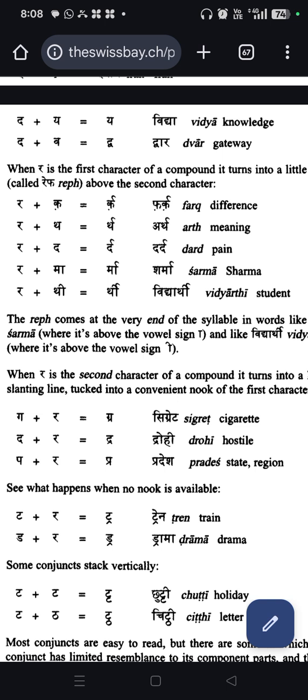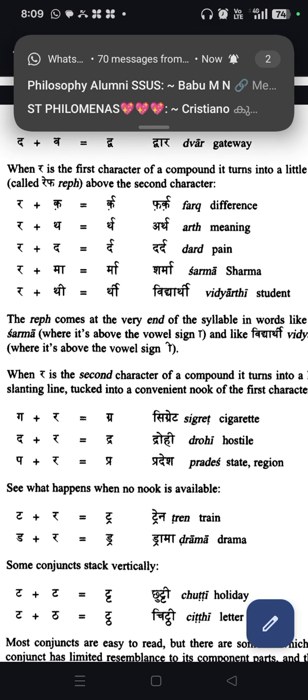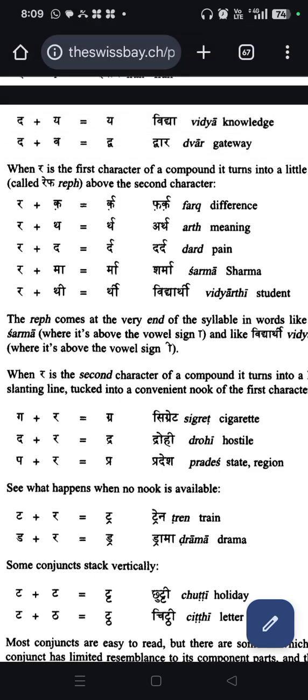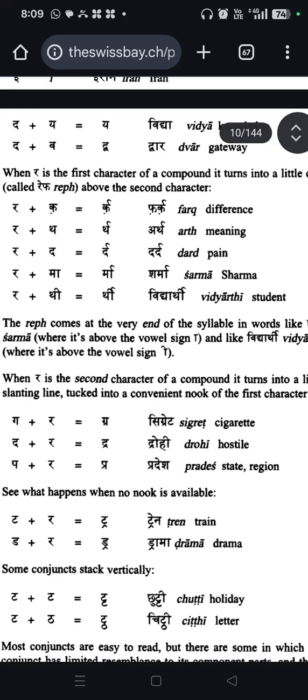Dwar, gateway, dwar. Okay. When Ra is the first character of a compound, it turns into a little curl called ref above the second character. Also, it has its own symbol or sign added to the consonant. So it's Ra and Fa, Ra, and the Arabic ka from the back of the throat.